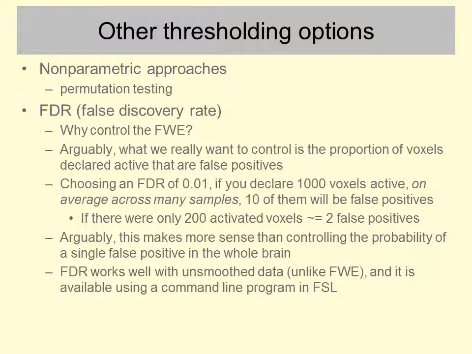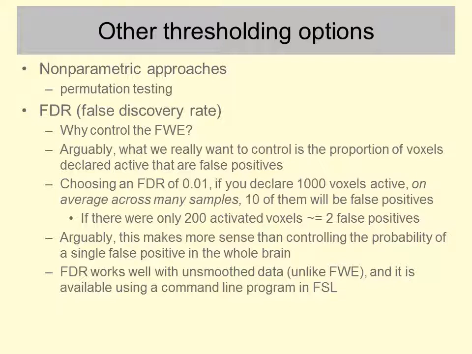If you are only declaring 200 voxels active and you've set false discovery rate to 0.01, then that's approximately 2 false positives. So a nice property of this way of dealing with the false positive rate is that it scales with the amount of activation that you're actually finding. And there's a lot of common sense about that, isn't there? We don't mind quite a few individual false positive voxels if we've got very large, strong activations. But if we've only got small, very small focal activations, we really don't want many false positives in there at all.